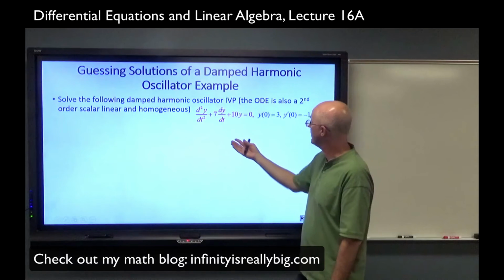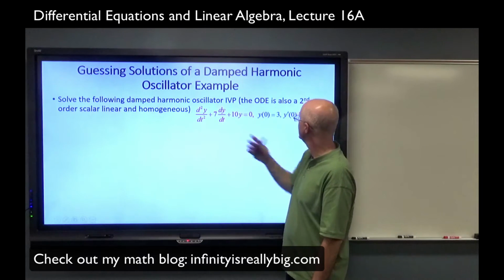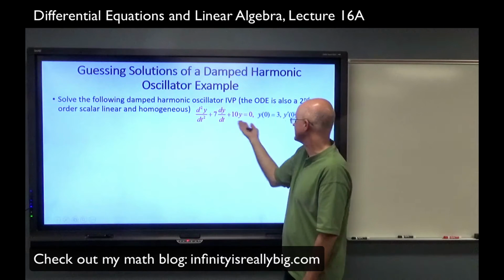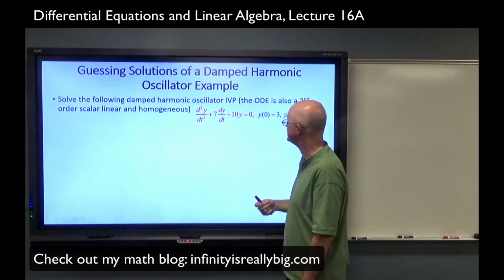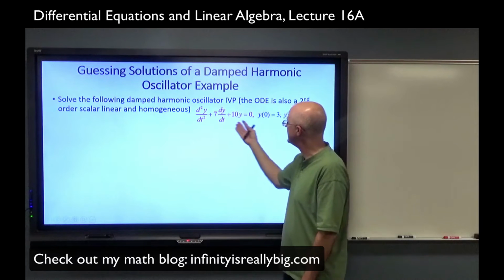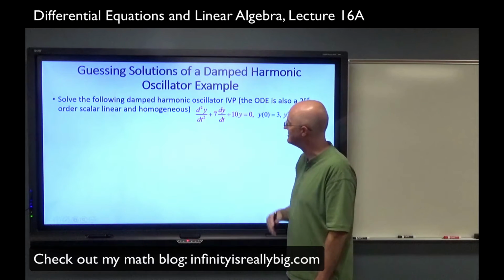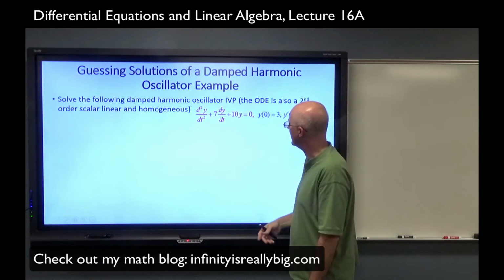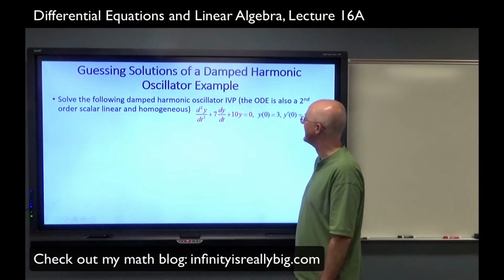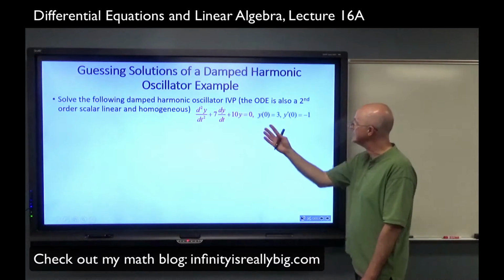This is a second order equation because it involves a second derivative. It's also scalar because it's a scalar quantity that we're after. y is a function of t. This is a linear operator, as I mentioned before. That's why it's a linear equation, and it's homogeneous because the right-hand side function is 0 when I get all these things on the left.